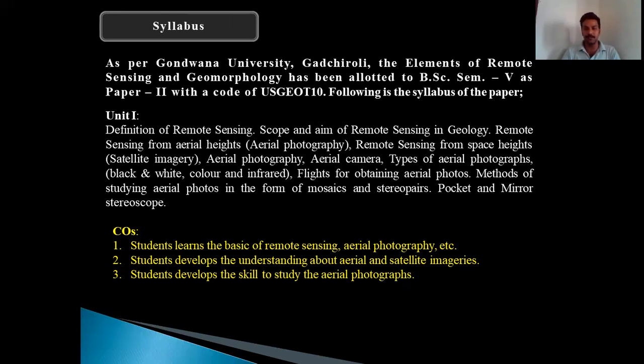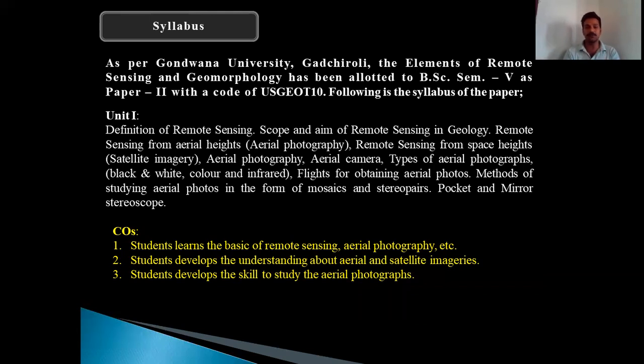Then we are going to see aerial photography and aerial camera. Then we will see the types of aerial photographs. After that, flights for obtaining aerial photos will be our next topic. Methods of studying aerial photos in the form of mosaic and stereo pairs will be discussed, and the tool used for studying, that is pocket and mirror stereoscope, will be discussed finally.